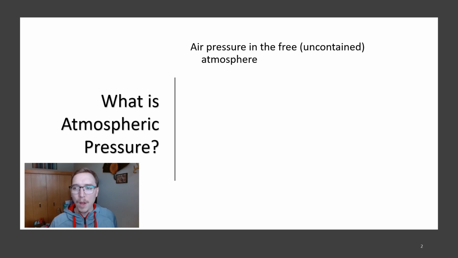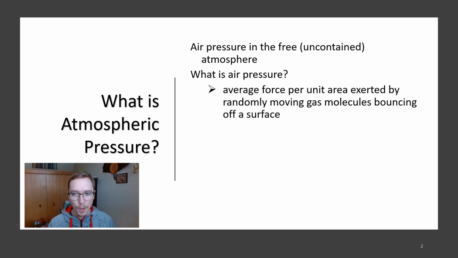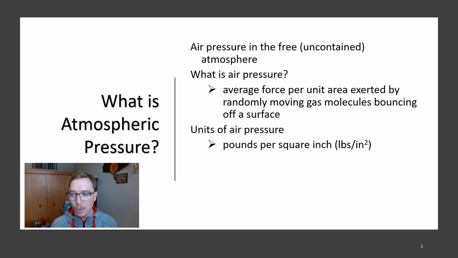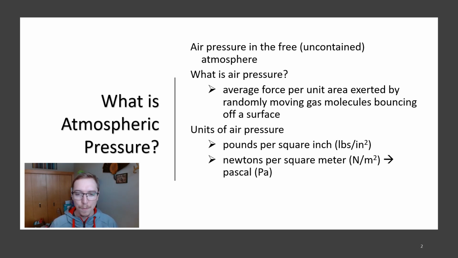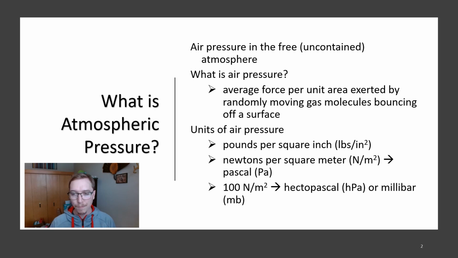Now, atmospheric pressure, as you may recall, is just the average force per unit area exerted by randomly moving gas molecules bouncing off of a surface. We typically think of this force as being exerted on the surface of our planet, and that's often how we measure it. Typical units we use include pounds per square inch, newtons per square meter, which also equals a Pascal, or 100 newtons per meter squared gives us a hectopascal, or a millibar. Those are more conventional for what we use here in meteorology.